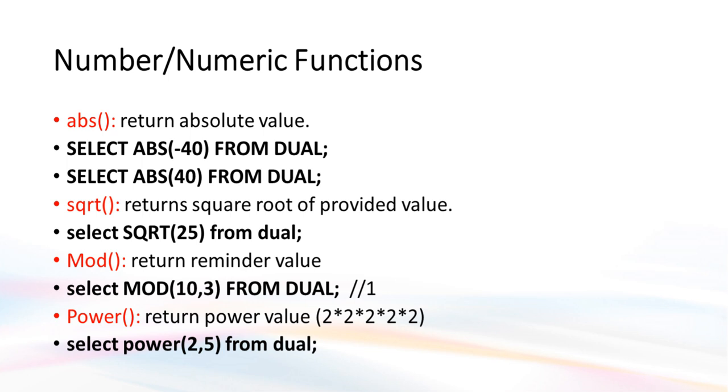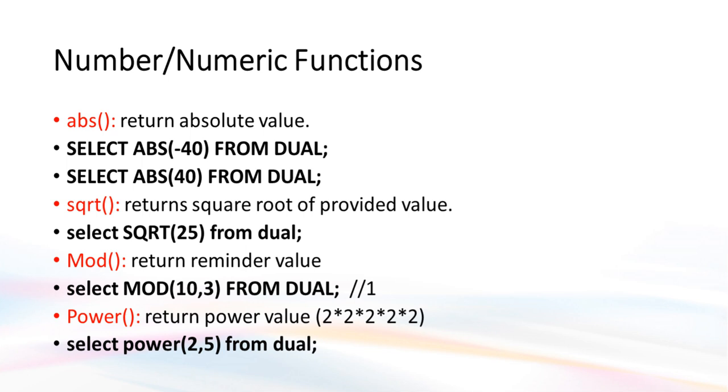You can try all these functions. Square root basically returns the square root of the provided value, and the mod function will return the remainder of the two numbers. When I say 10 comma 3, 1 is the remainder, so 1 will be returned. And power will return the power. For example, 2 to the power of 5 means I need to multiply 2 five times. I can do the same using the power function like this: power of 2 comma 5 means 2 to the power of 5, so 2 into 2 into 2 into 2 into 2, five times. This will give the result.